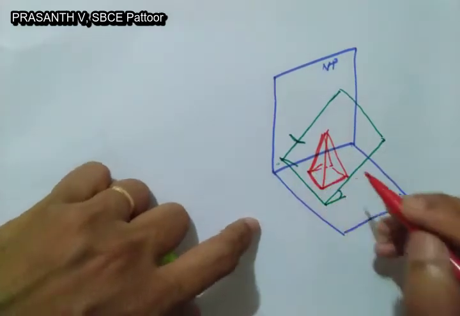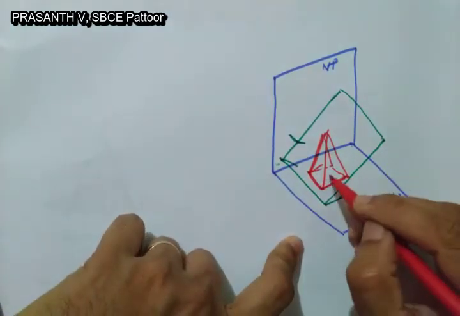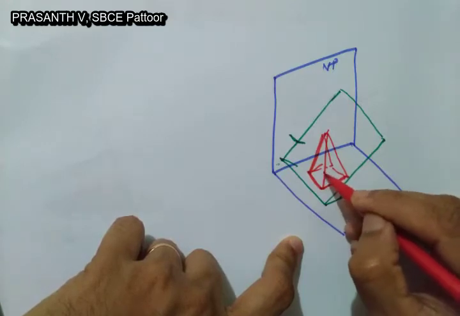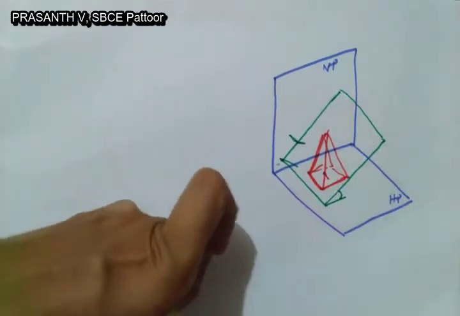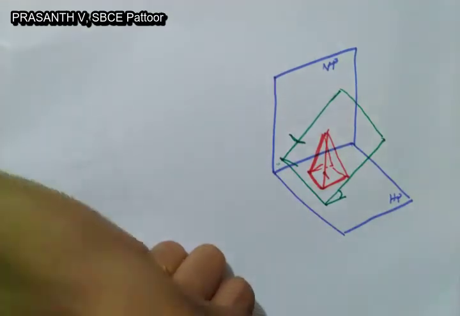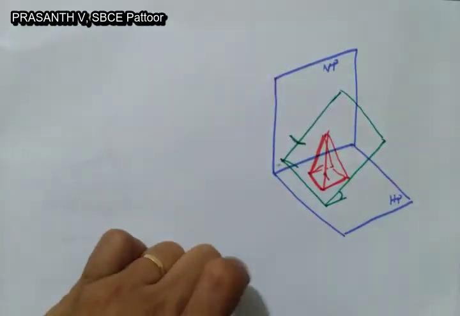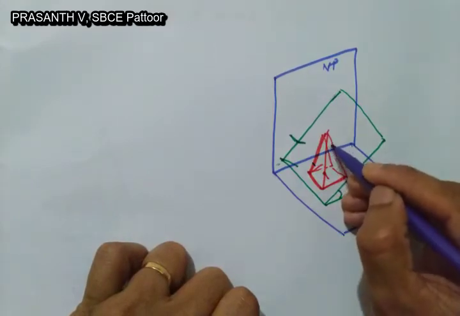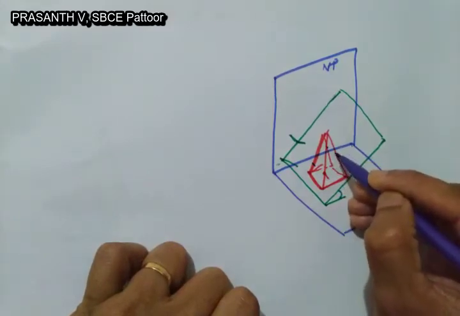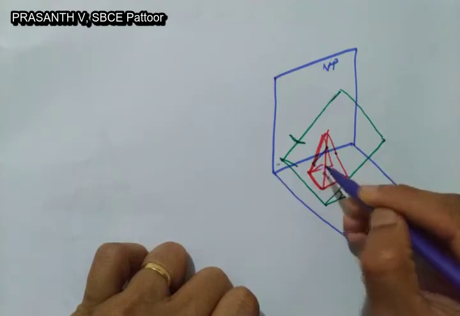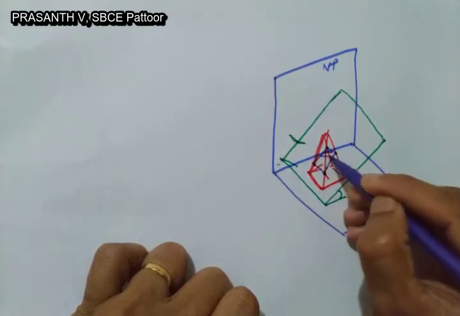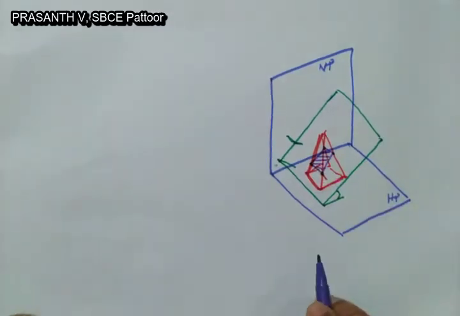Suppose this is a case. Here it will cut differently. So this is one cutting point, another cutting point, another cutting point here, another cutting point here. So the section plane, you see, the sectional view will be like this.